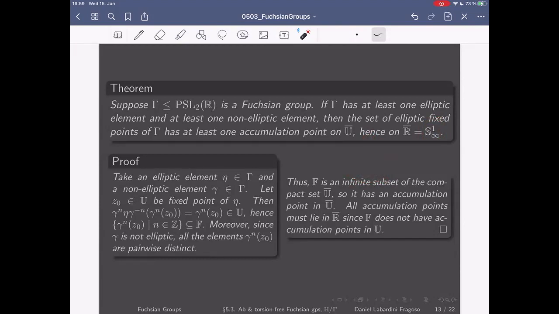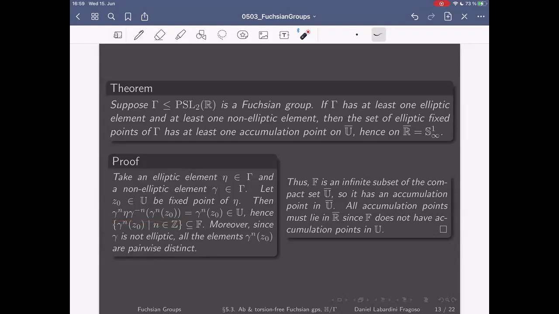Okay, so to prove that, we start with an elliptic element, eta, and some non-elliptic element, gamma. And now if we take a fixed point of eta, then we can look at the following expression.